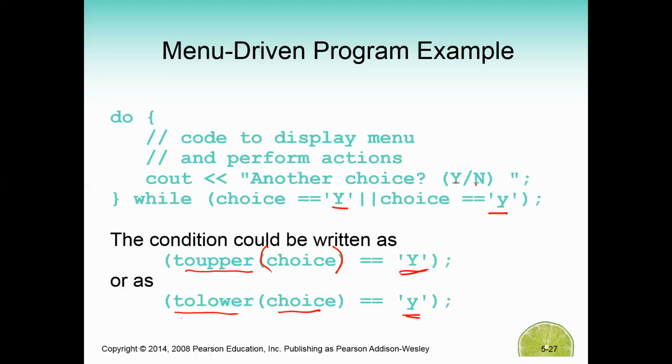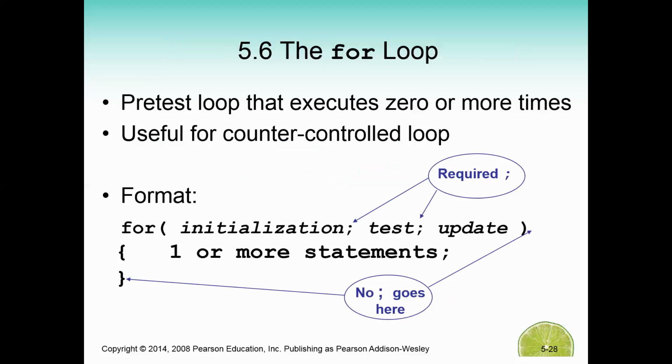So those are the two whiles that we have. The while, which is a pre-test, and the do while, which is a post-test. Questions on this?